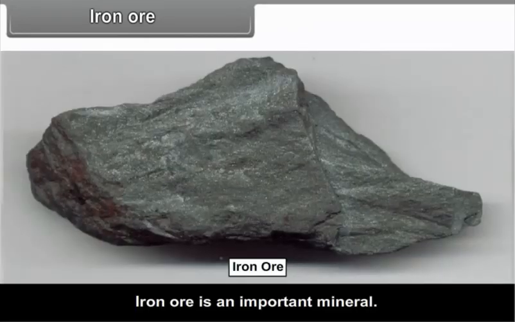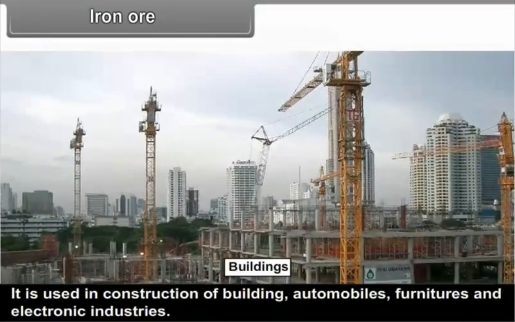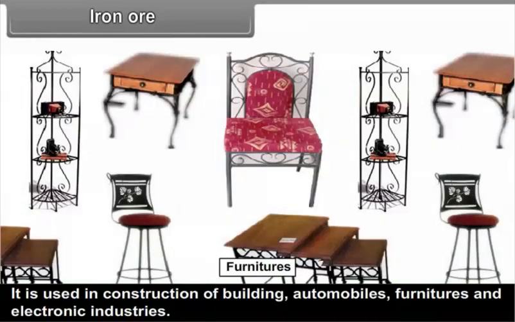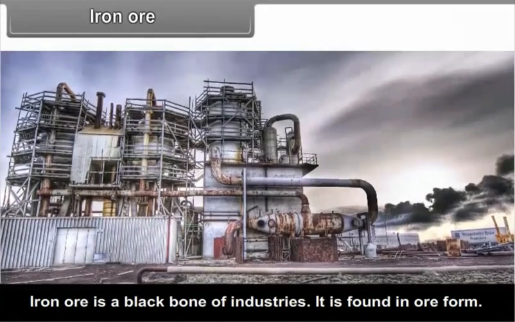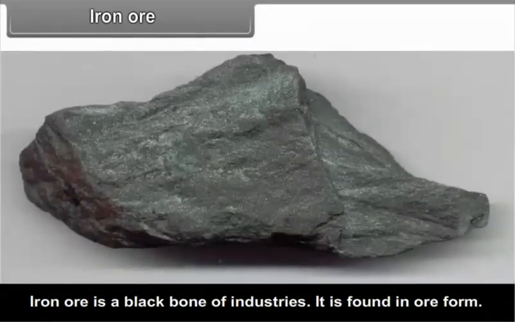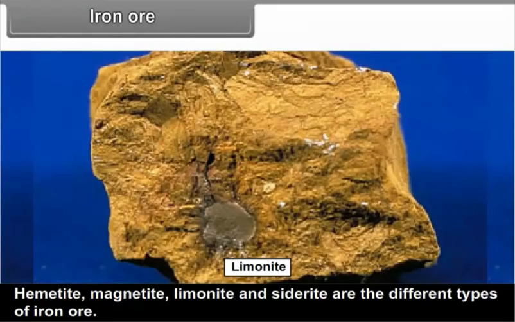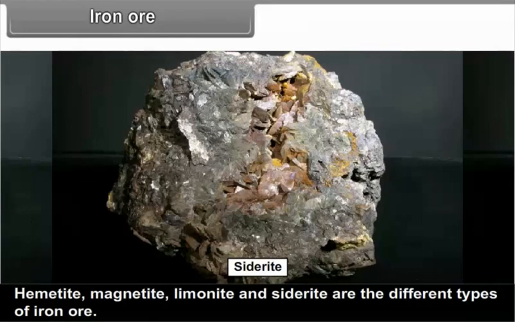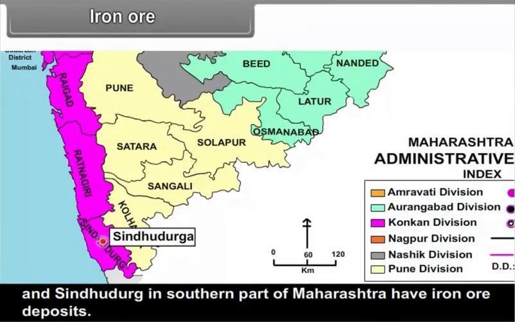Iron ore. Iron ore is an important mineral. It is used in construction of buildings, automobiles, furniture and electronic industries. Iron ore is the backbone of the industries. It is found in ore form. Hematite, magnetite, limonite and siderite are the different types of iron ore. Chandrapur, Gadchiroli, Gondia, Nagpur in the eastern part of Maharashtra and Sindhudurg in the southern part of Maharashtra have iron ore deposits.